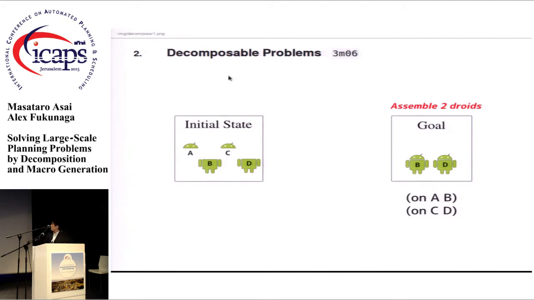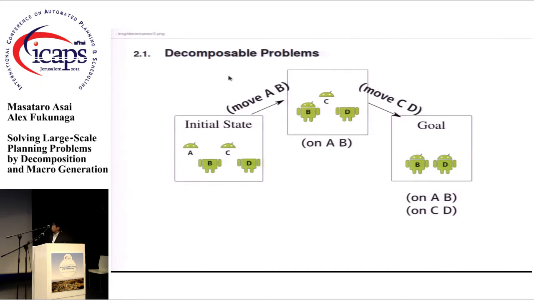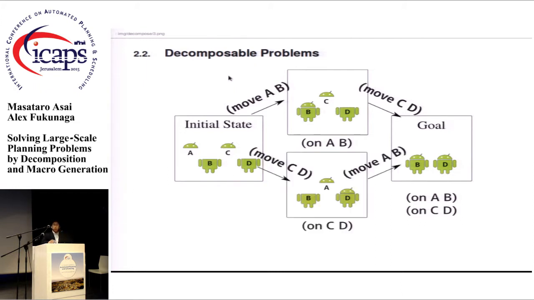Assume we have this kind of assembly problem in which the task is to assemble two drawers, B and D. This has two sub-goals, and this problem has two plans: the first one assembles B first, and another one assembles D first. These kinds of problems are known to be much easier compared to non-decomposable problems because the planner does not have to resolve the conflict between the sub-goals.